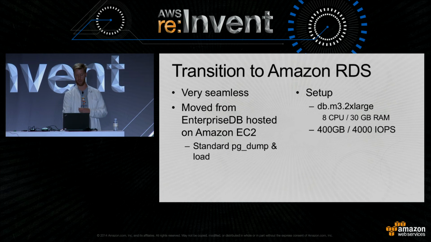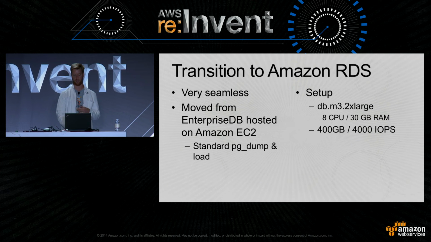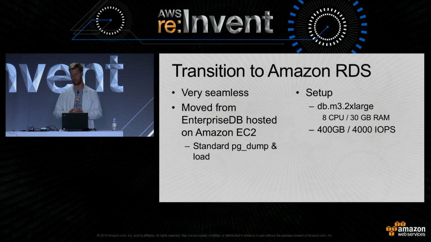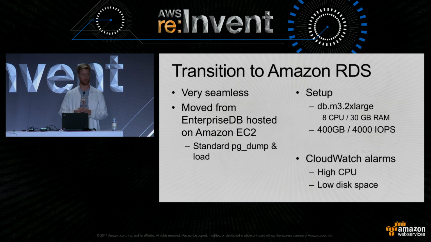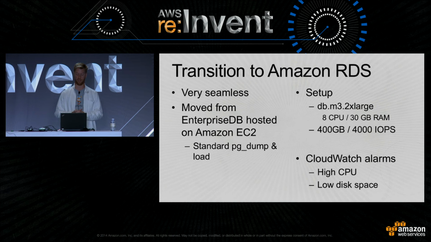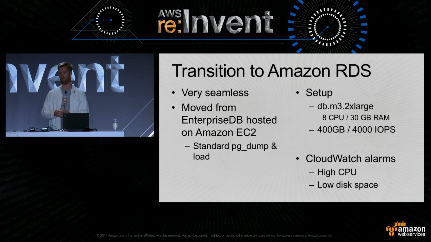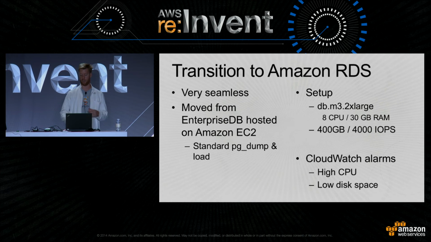The setup that we've now landed on is an M3 2XLarge multi-AZ. It's got about 30 gigs of RAM, and we've got about 400 gigs of storage at 4,000 IOPS. The two alarms that I usually set on these are high CPU and low disk space. Obviously, with low disk space, you don't want to run out of disk space. High CPU, I think it's good to know because a lot of times there's an application issue if you're spiking at more than 80% CPU and you didn't know about it.